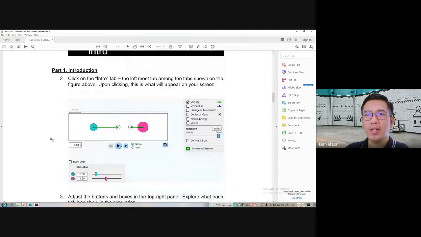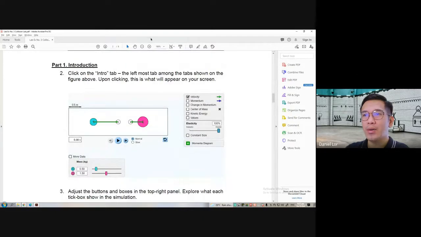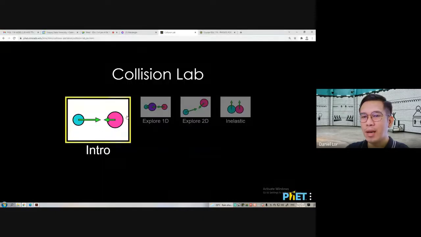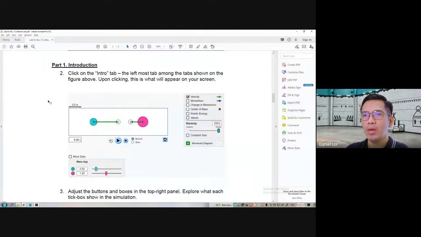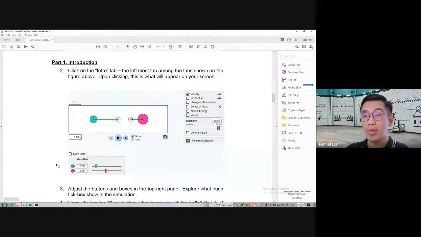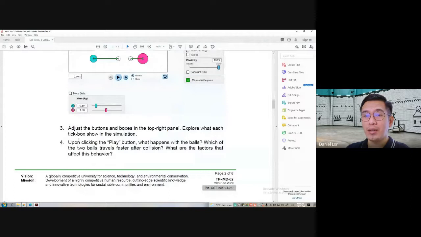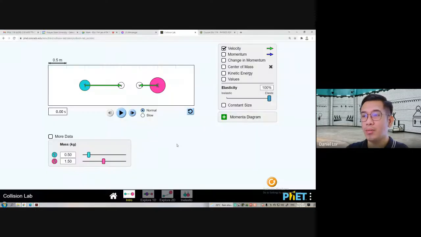Part 1, introduction. Click on the intro tab. We have 4 tabs here: intro, explore 1D, explore 2D, and inelastic. We click on the intro tab, and this is what will appear on our screen. Adjust the buttons and boxes in the top right panel, and explore what each tick box shows in the simulation.